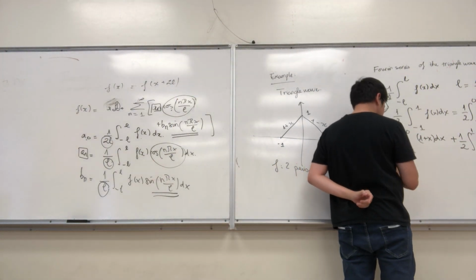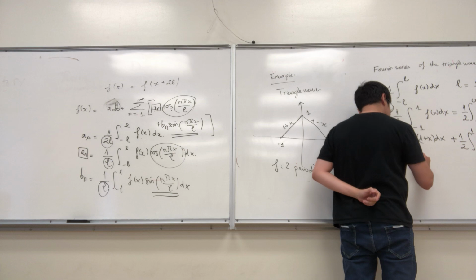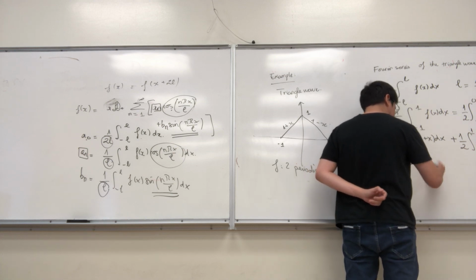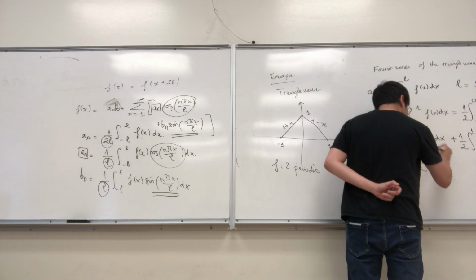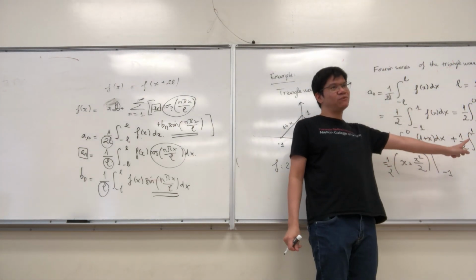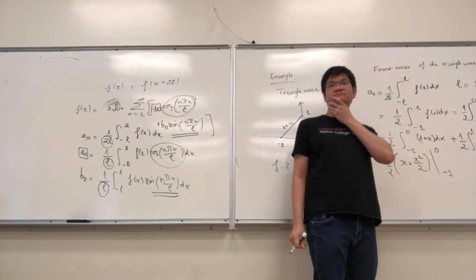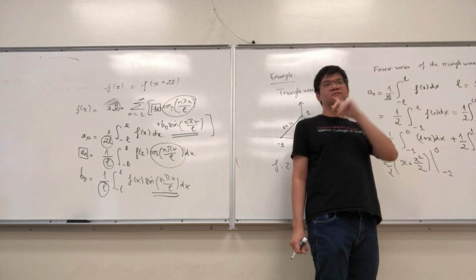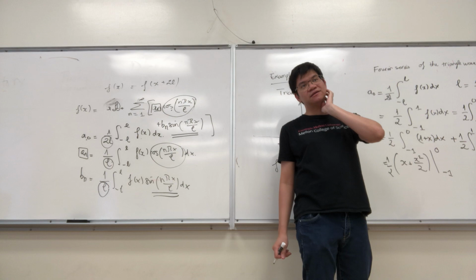So this one, you take the antiderivative, you have x plus x squared over 2, right? So don't forget the 1/2. And now you take the difference between minus 1 and 0. And what is the antiderivative of 1 minus x? Yes? X minus x squared over 2.